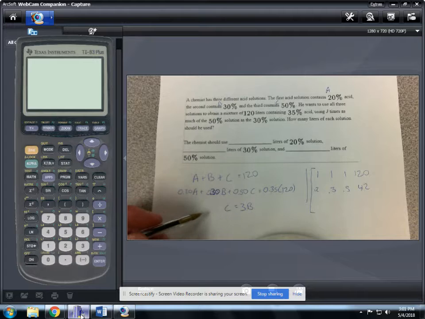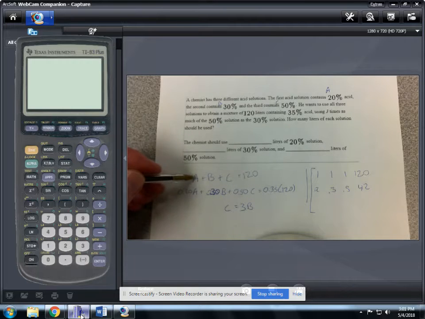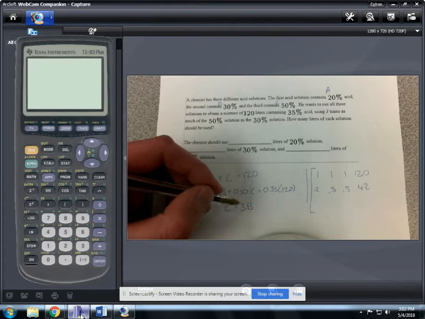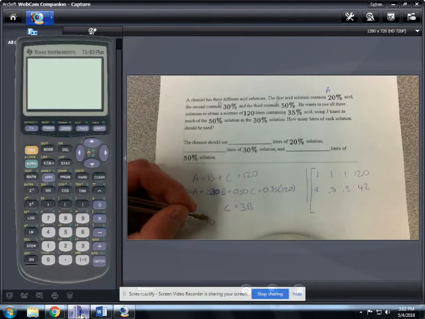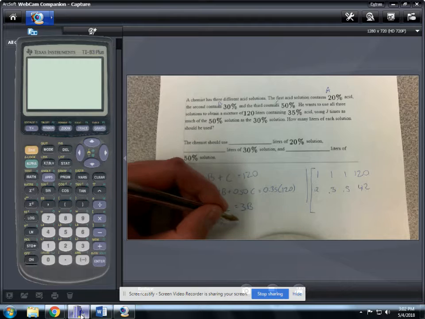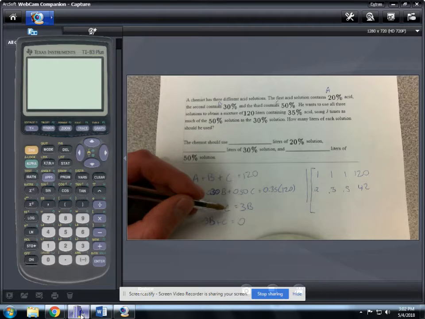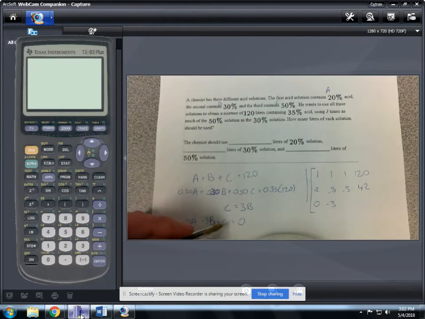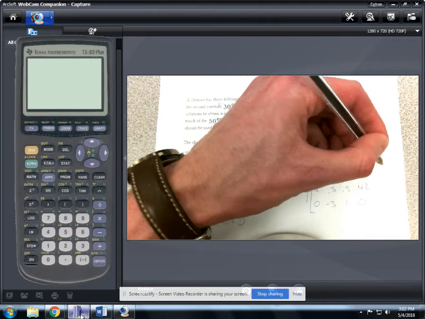And then the last part, so now this one isn't quite set up right, because for the matrix I need the A's and the B's and the C's all in line. So I've got the C here. If I subtract 3B from both sides, I would have negative 3B plus C equals 0 for this last equation. And I'd have no A's, so I'd have 0 A's, negative 3 B's, and 1 C equals 0.